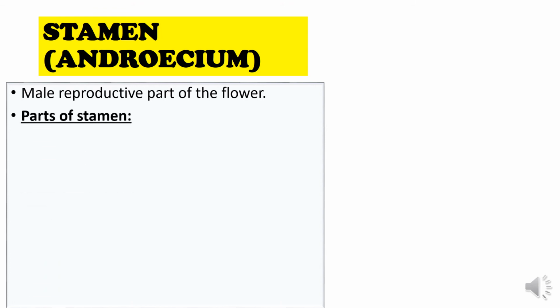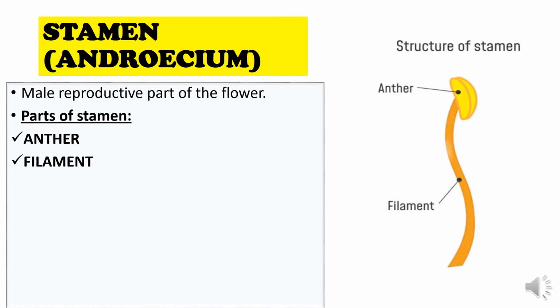Stamen. Next part is called the stamen or the androecium. That is the male reproductive part of the plant. Male reproductive part of the plant is called as stamen or androecium. Two parts of stamen are there, anther and filament. Today you can observe a single plant and then you can see the structure of stamen looks like this.